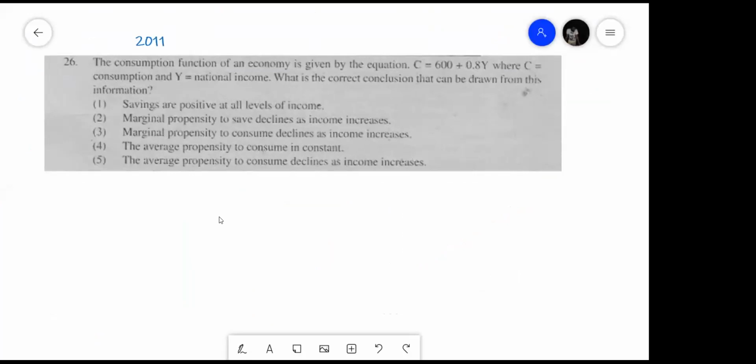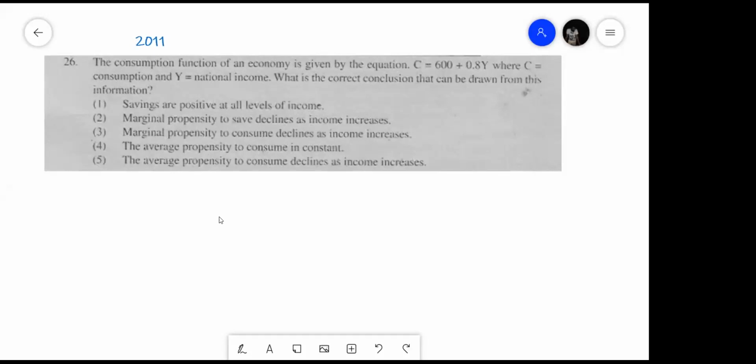Okay, so moving back to my board, we're still in the first question. The consumption function of an economy is given by the equation C equals 600 plus 0.8Y, where C is consumption and Y is national income. Which correct conclusion can be drawn from this information? Savings are positive at all levels of income. Marginal propensity to save declines as income increases. Marginal propensity to consume declines as income increases. Average propensity to consume is constant. Average propensity to consume declines as income increases.